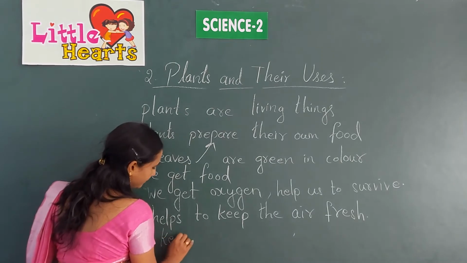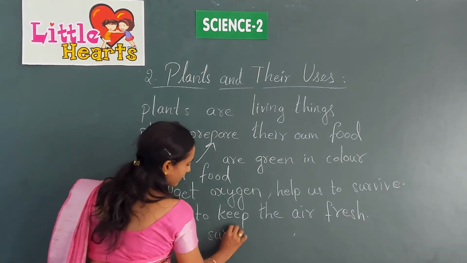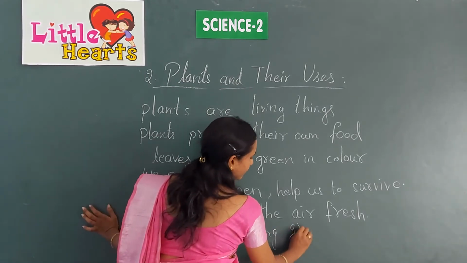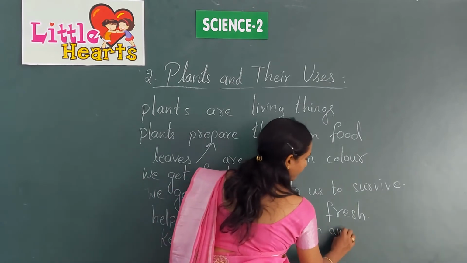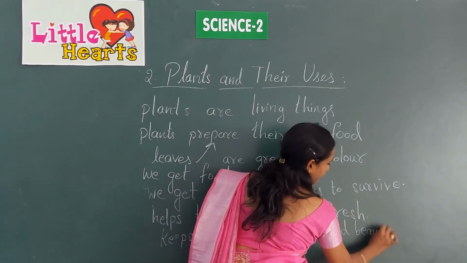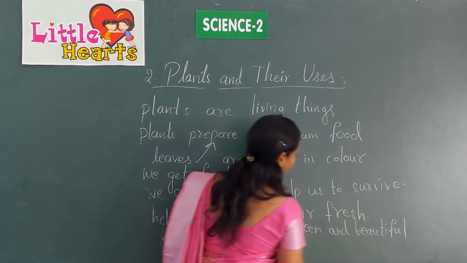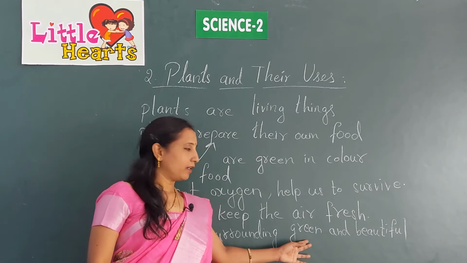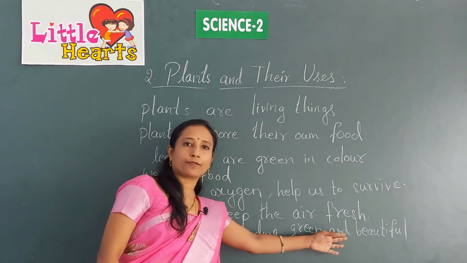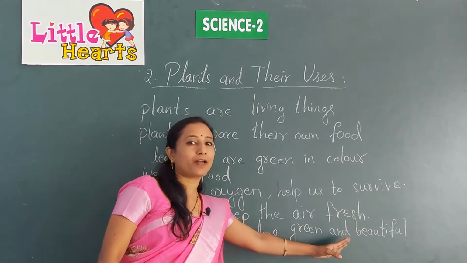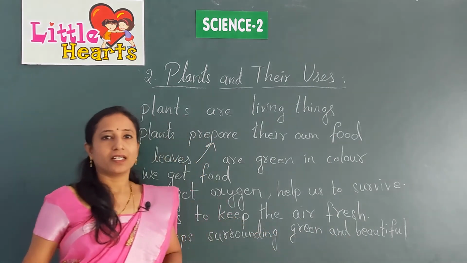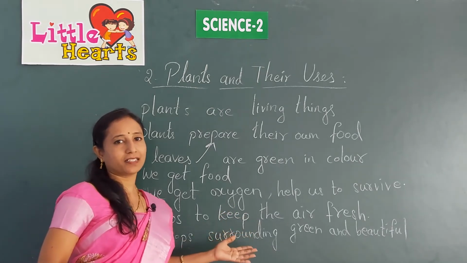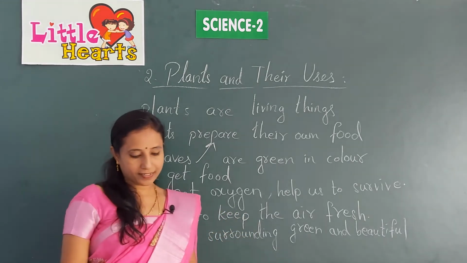How do they keep it green and beautiful? Green in the sense that the leaves are green in color, and the plants are beautiful as they bear beautiful flowers. When you look at the flowers, you get a smile on your face, as most of us like flowers, right? We'll go to the next topic, children.